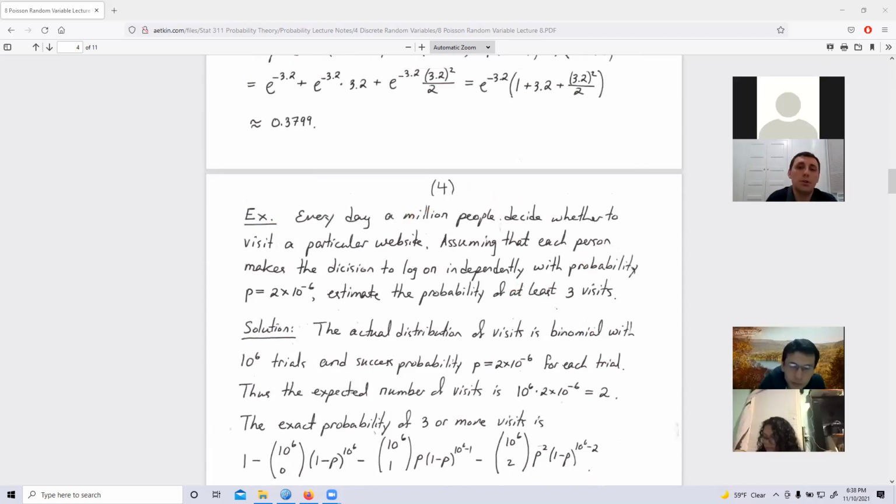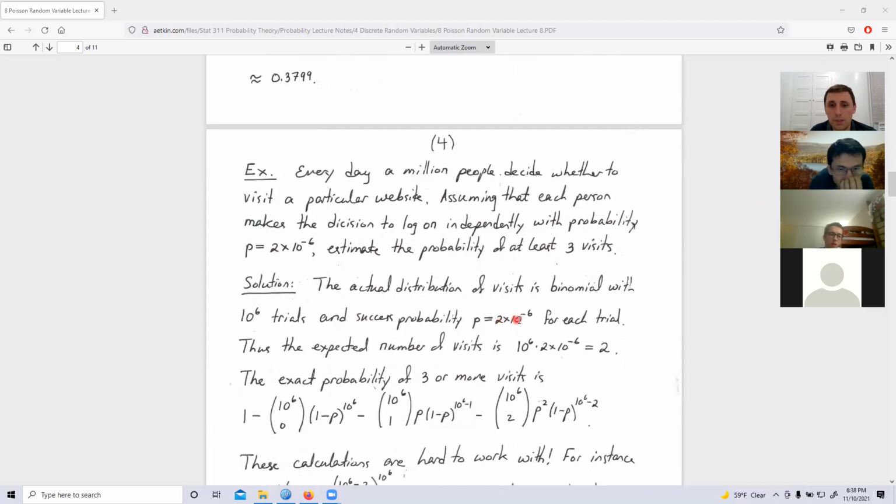In this case, we know that it's a binomial distribution, right? We have 1 million trials, and each is a success with very small probability, 2 times 10 to the minus 6. So 2 out of 1 million chance that one particular person will visit. Each person is like a trial. So on average, how many successes will we have? It will be 2 times 10 to the minus 6 multiplied by 10 to the 6, and that's 2.